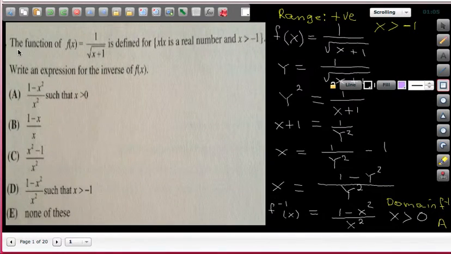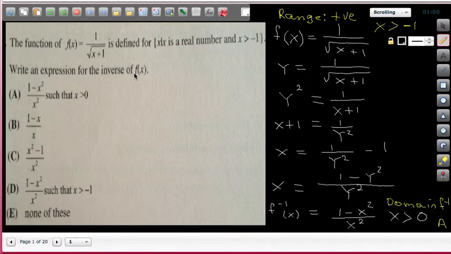Okay, so the question is: the function f of x is equal to 1 over square root of x plus 1, and it's defined for all x values greater than negative 1. Write an expression for the inverse of this function. The inverse of this function is simply trading x and y values and solving for y. Because of the square root, I simplified all the way and then traded my x and y at the very end. Simply squaring everything gives me y squared is equal to 1 over x plus 1.